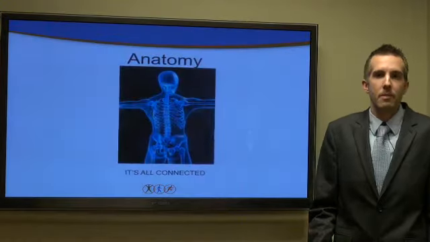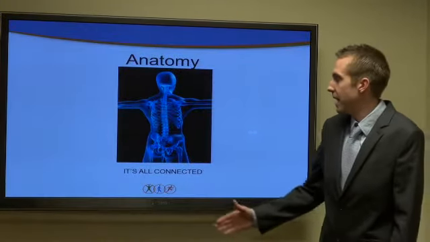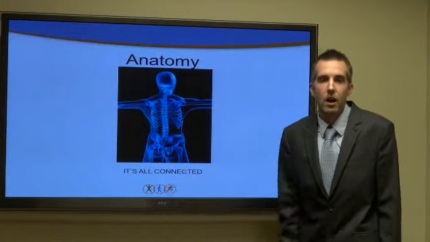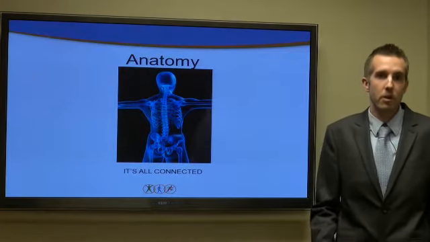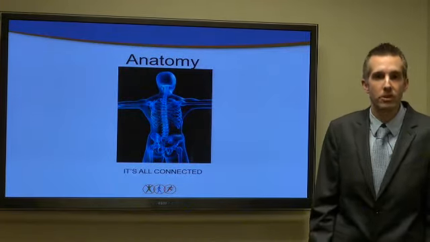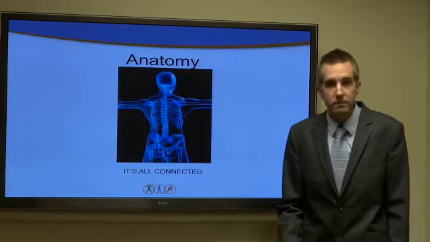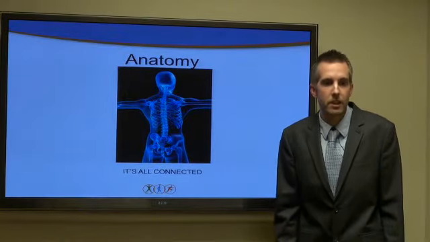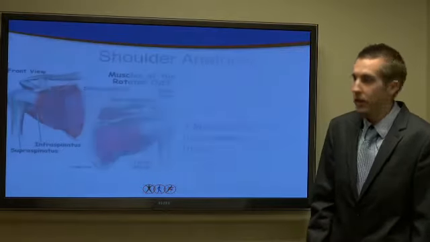When looking at the human body, you always have to keep in mind that everything is connected. Most of the time, shoulder injuries are the most prevalent injury in baseball and softball players. However, it all starts in the kinetic chain. So let's take a look at the shoulder.